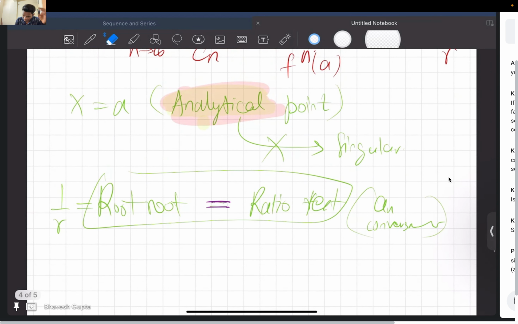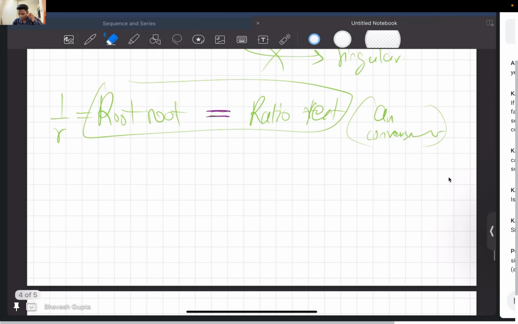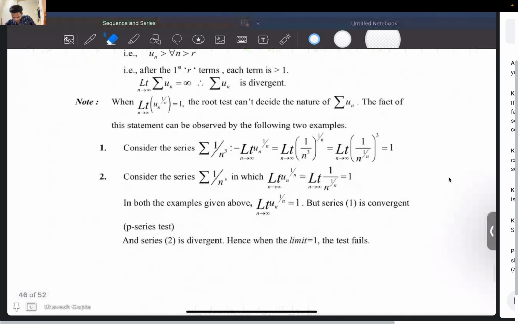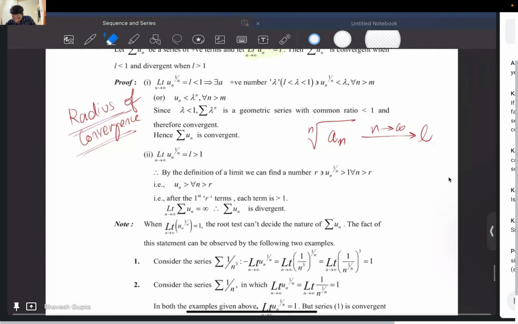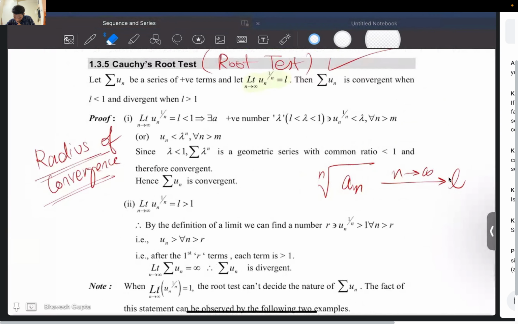Any other question? I'll try to get some point from here. I guess ratio test is clear here. You can see there are two cases which have been discussed here, this case and this case, and they have given proof basically why we are saying it's convergent, why we are saying that's divergent.